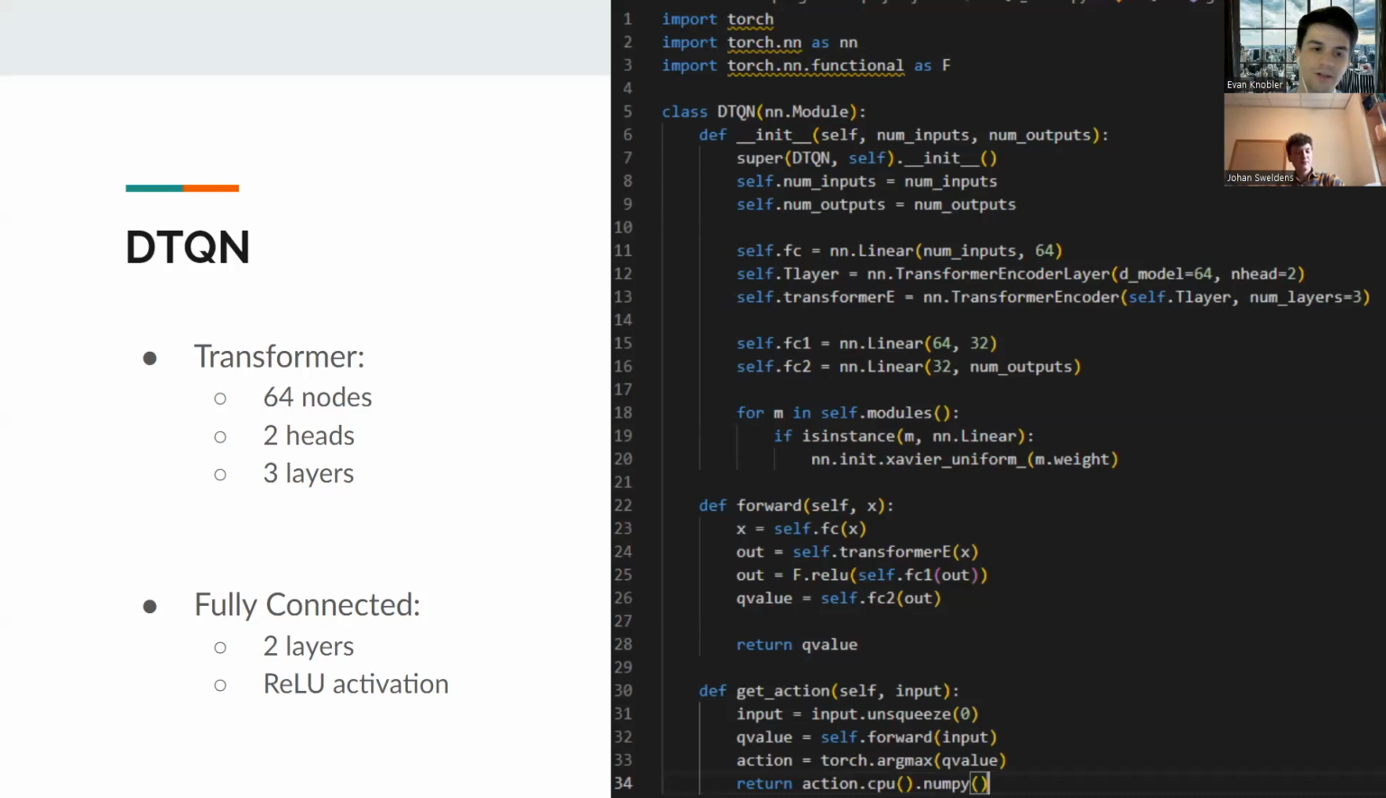And as for the DTQN, we also used a very simple model from the original paper. This was implemented using PyTorch, and it just implements a transformer. The transformer is a 64 input node model that uses two heads and has three layers, as you can see in the code. After the transformer, the output of this block is inputted into a fully connected MLP. This MLP has two layers with ReLU activation functions. Again, very simple implementation, and you can see the code for that on the right side.